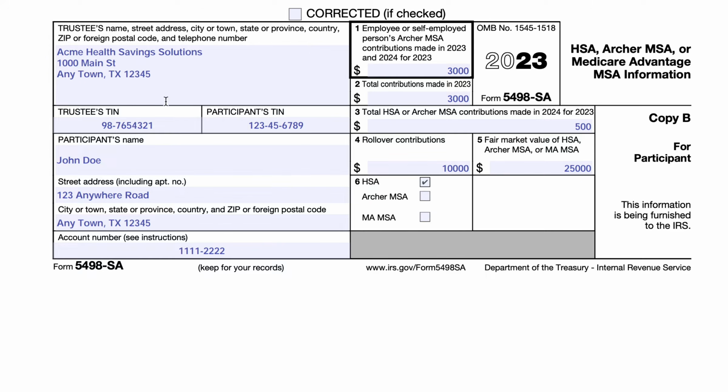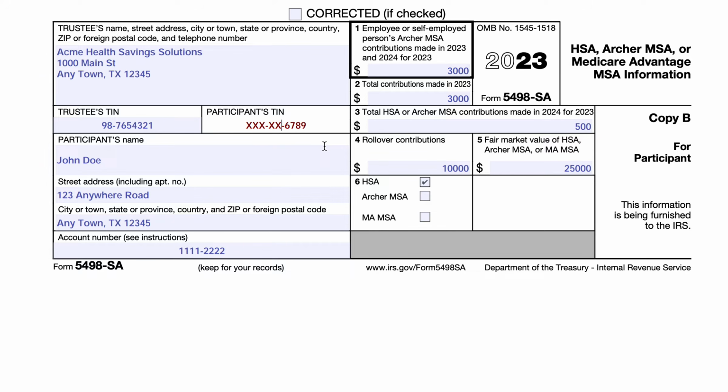Let's go ahead and go to the left-hand side of this form. As you can see, there's the typical taxpayer information. At the very top, we see the trustee's name, street address, city, state, and zip code, and then their taxpayer ID number, which will most likely be an employer identification number. On the right-hand side of that, you should see your taxpayer ID number. It's going to most likely be your Social Security number if you have one, and it should appear as a redacted version.